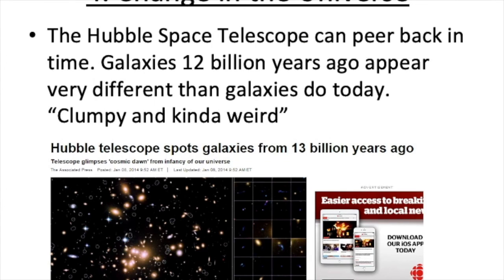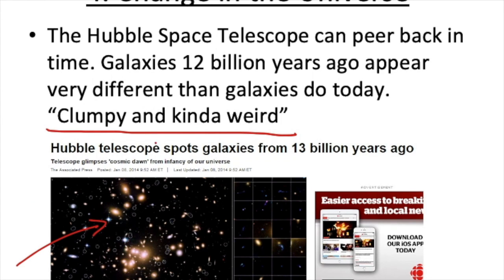And finally, and this is very interesting, when we look back in time, into deep, deep space, what we find is that the universe has evolved and changed, and it's not static, so it has undergone these changes. When we look at galaxies deep in space, which are actually back in time because it has taken light so many billions of years to reach us because of the expanding universe, we actually see that galaxies were a different shape. This scientist called them clumpy and kind of weird.